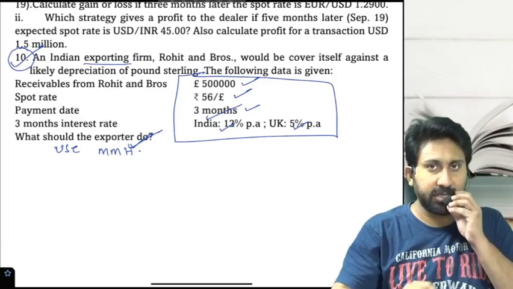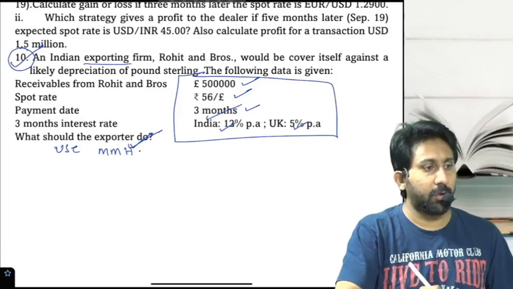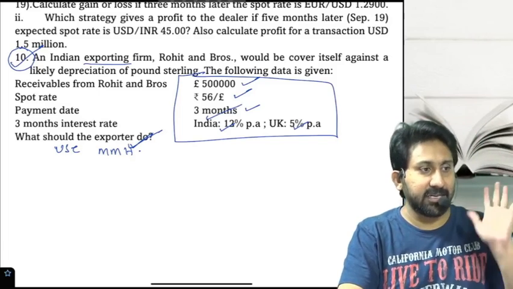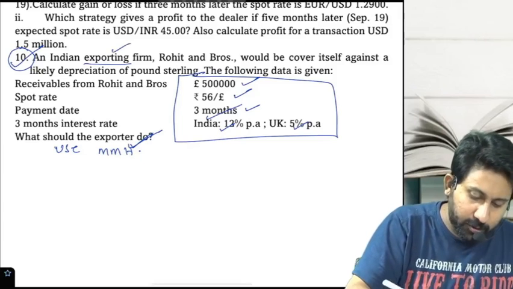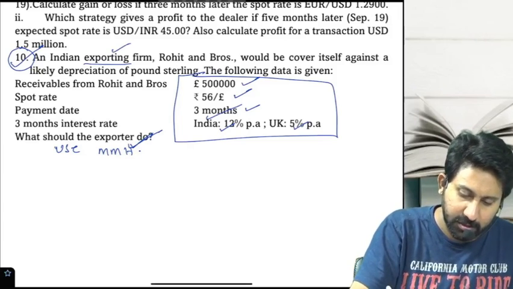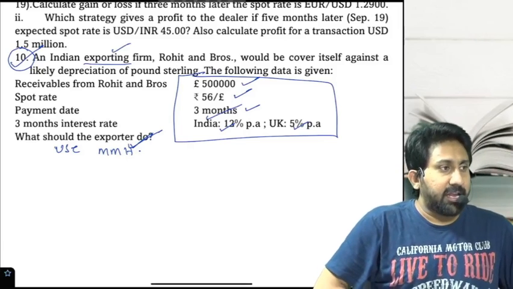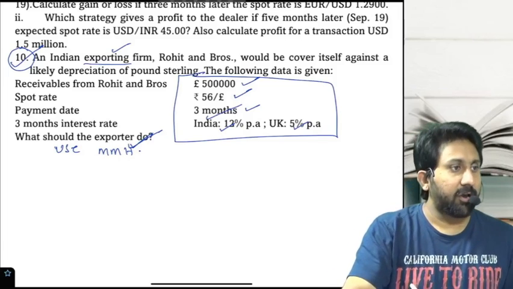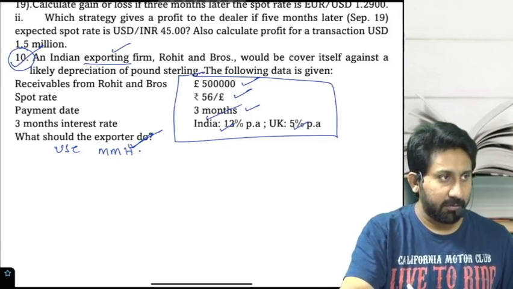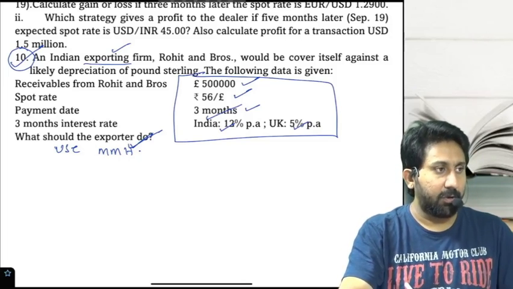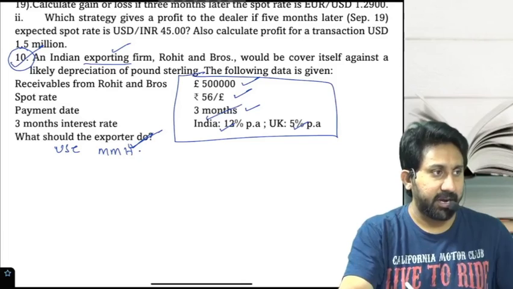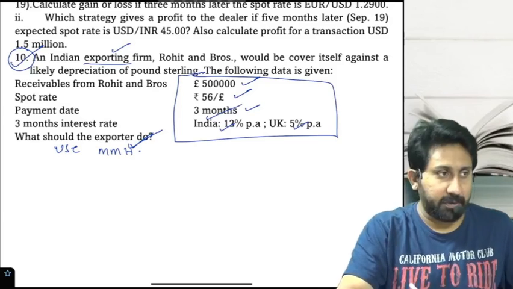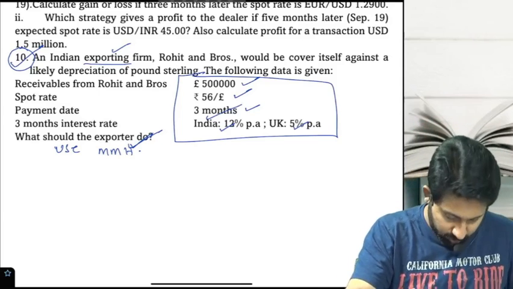Okay. So let us see now. We are going to solve questions on money market hedging. So first listen carefully. The Indian exporting firm Rohit and Brothers would be covering itself against a likely depreciation of the pound sterling. The following data is given. Receivable 5 lakh pounds, spot rate 1 pound equal to rupees 56, payment date 3 months. 3 months interest rate, India 12%, UK 5% per annum. What should the exporter do? Listen carefully.